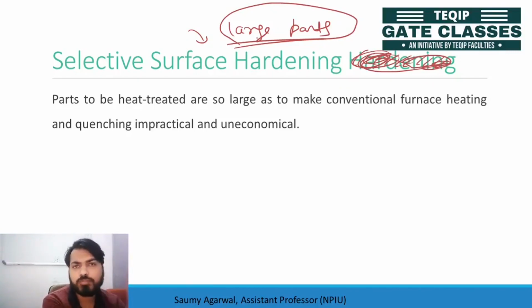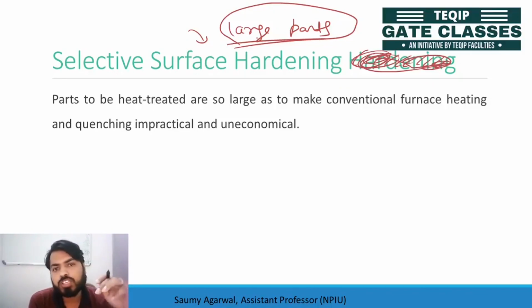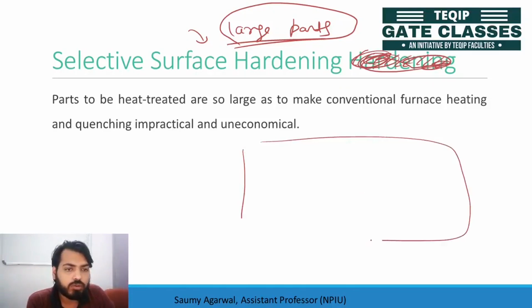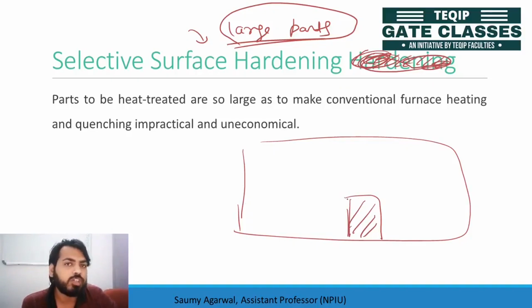So very big hulls are there, like in ship construction, where the parts are very big in size. You will not put the complete part into some kind of heating bath or furnace. If the part is so big, say a human is over here and this is the part size, how will you take all this part and put it into the furnace?